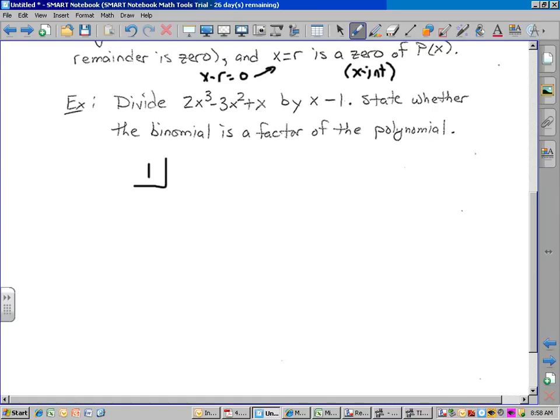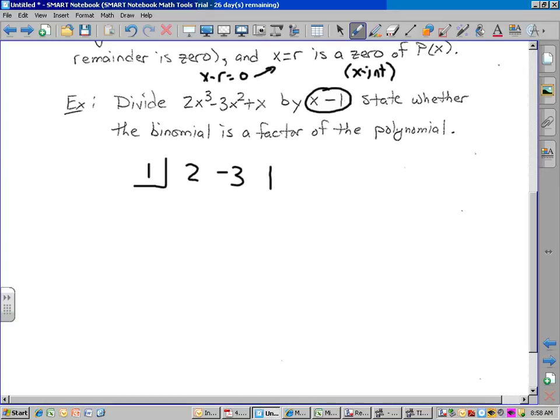One. It's the opposite of the number we have here. Bring down the coefficients: 2, negative 3, 1. Okay, we have a small problem. 2, negative 3, and 1 are the only coefficients that I have. The degree is 3. I should have 4. Where does the fourth one come into play?